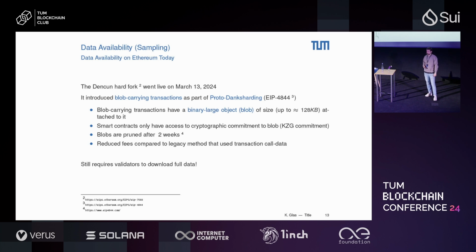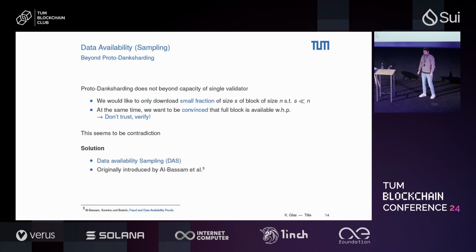And compared to the legacy method, which was kind of a hacky way to do it, where blobs were included in the call data of a transaction, the fees for blob storage were reduced massively. Now, this still requires validators to download the full data, so that's still not the end goal. What we want is something that scales horizontally. Okay, so as I said, proto-danksharding does not scale beyond the capacity of a single validator.